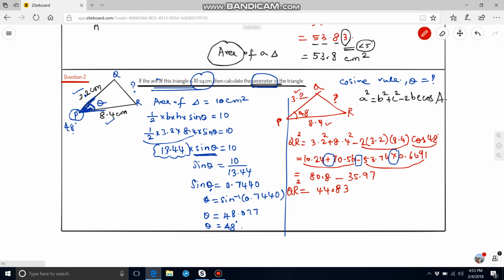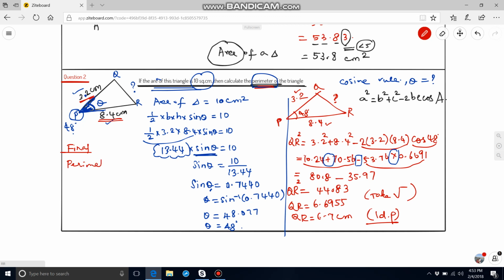We need QR, so we apply square root on both sides, which gives QR equal to 6.6955. The other two answers have 1 decimal place correction, so we can leave the answer here as QR equal to 6.7 centimeters with 1 decimal place. The question is not asking for QR or theta. We have to find the perimeter. So now we start the final step, the final answer.